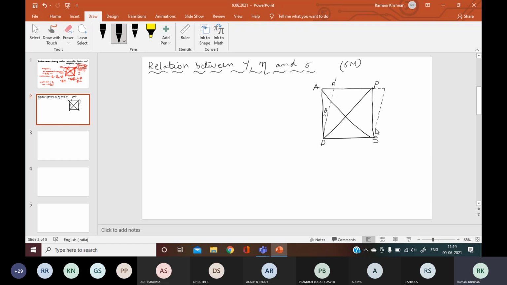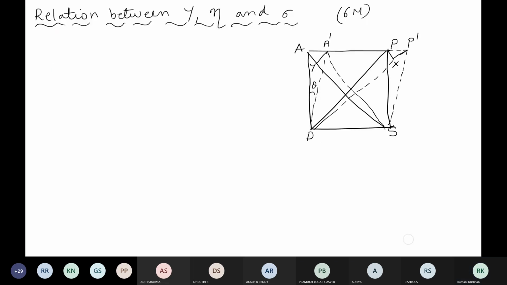And because of this, this became P dash. Okay, and this is the elongated diagonal. This is the compressed diagonal, and this is the extension produced, X. This is the compression produced, Y. Up to this we have seen yesterday.